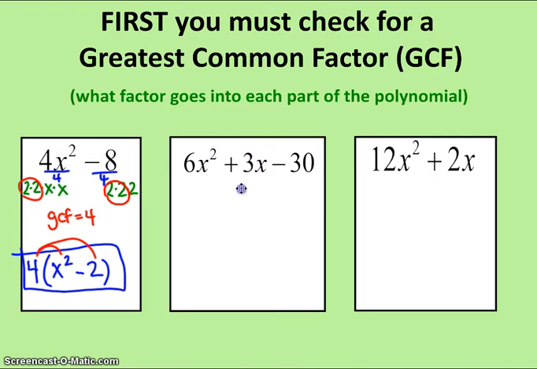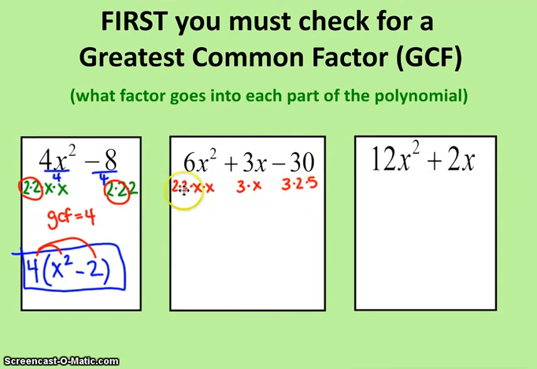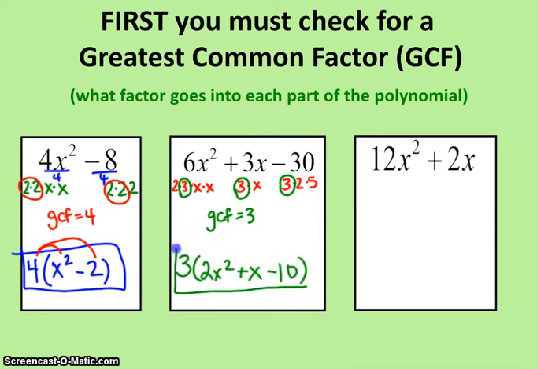Alright, for 6x squared, 3x, and 30, please do the prime factorizations and then restart the video. Alright, so these are the prime factorizations for the three terms. I noticed that they all share a 3, so my GCF will be 3. By pulling out a 3, 6x squared divided by 3 will be 2x squared. 3x divided by 3 is just 1x, and negative 30 divided by 3 is negative 10.